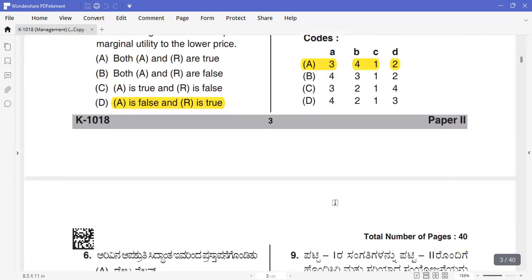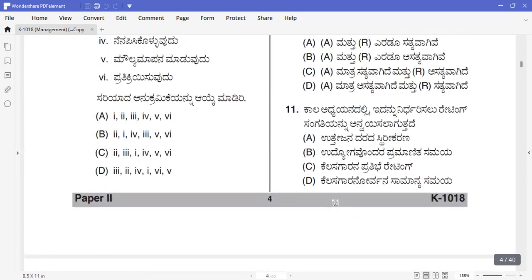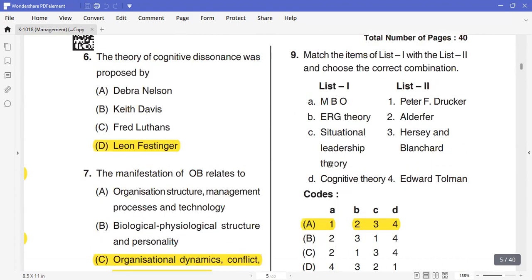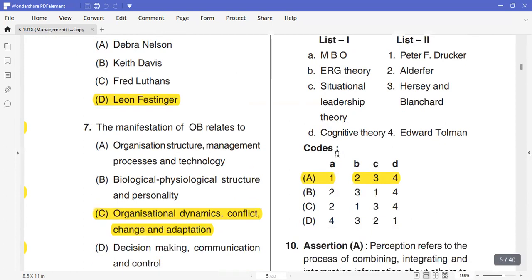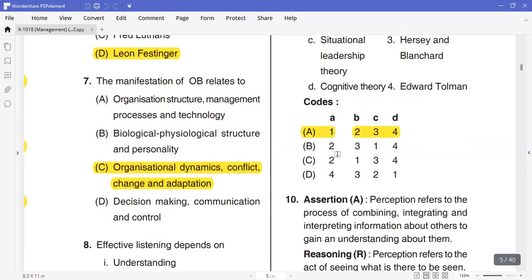Now let us go to the next question, question number 6. The theory of cognitive dissonance was proposed by Leon Festinger. So that is the correct answer. Question number 7. The manifestation of OB relates to what? So the correct option is organizational dynamics, conflict, change, and adaptation. I think you have heard about the subject called OCCD. So this OB actually relates to these particular topics, that is organizational dynamics, conflicts, change, and adaptation.